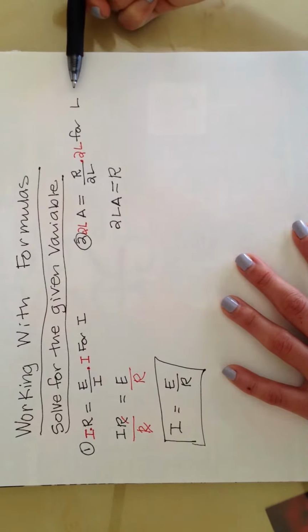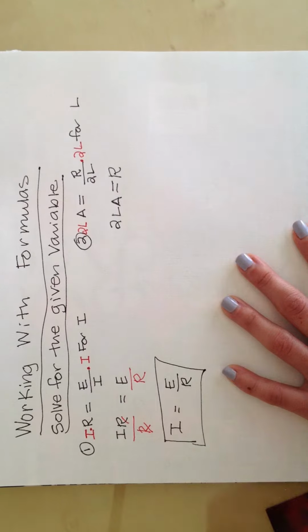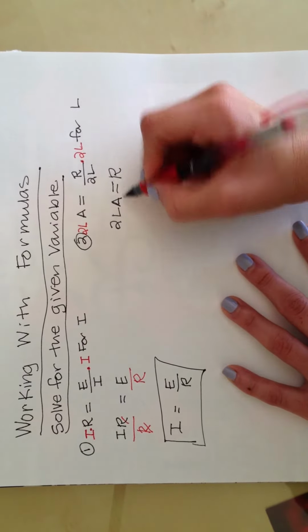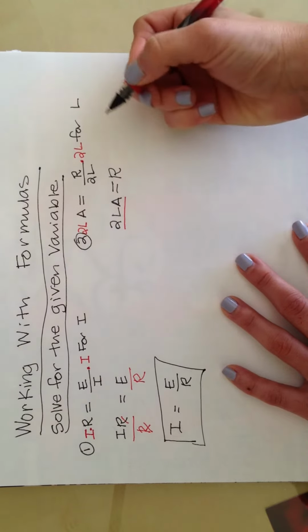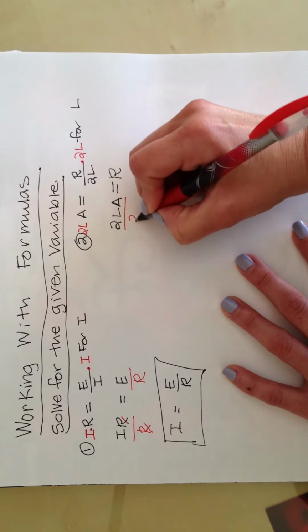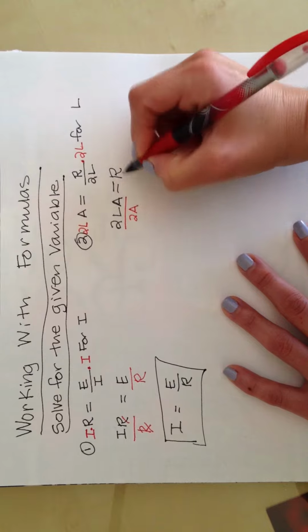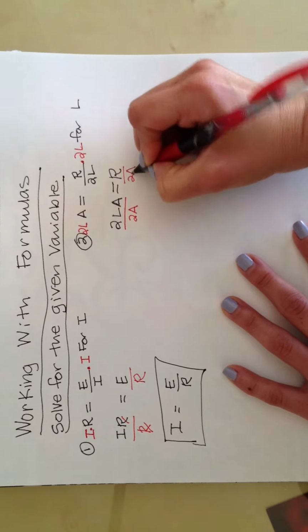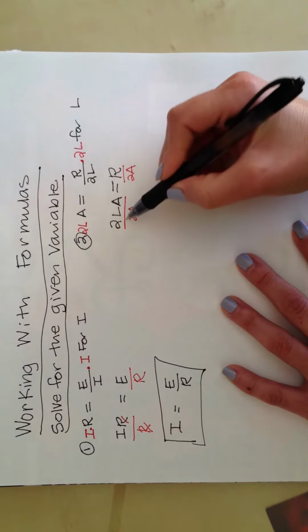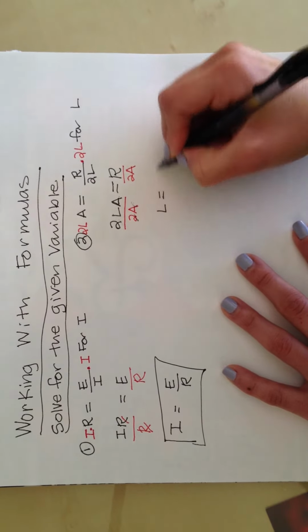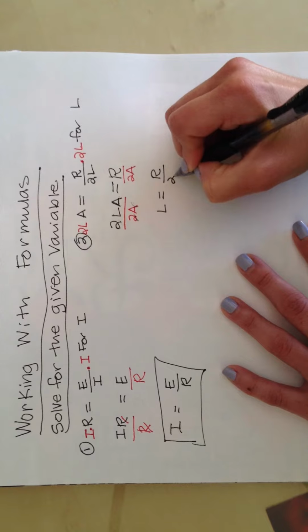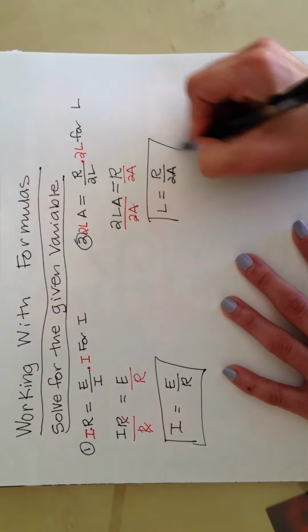Remember, you have to solve for L, which means we have to get L by itself, isolate L. In order to do that, since we're multiplying here, the opposite would be to divide. And divide by what? Well, you have to divide by 2A, and that leaves L by itself. Of course, we can reduce here, right? So we get L equal to R over 2A, and that's our final answer.